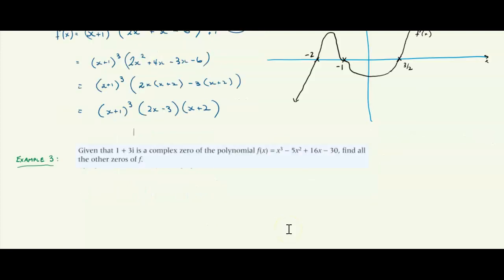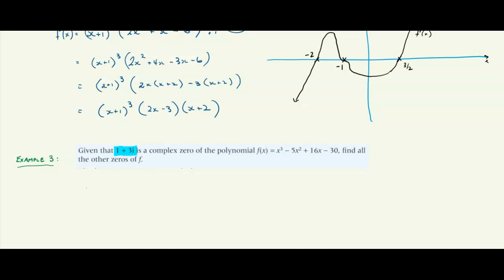Okay, something different for you here. We've got a cubic here, but look at this. This is the biggie. 1 plus 3i is a complex 0. You bet it's a complex 0. So now we're starting to look at, oh, okay, I don't have all real zeros here. I've got a cubic. I can expect 3 roots, 3 solutions. One of them is complex. Now, I mentioned a minute ago, complex zeros, complex solutions come in pairs.